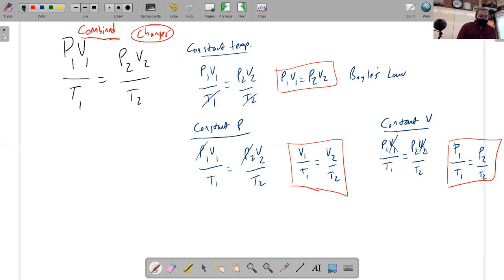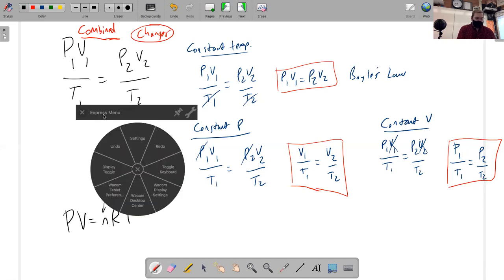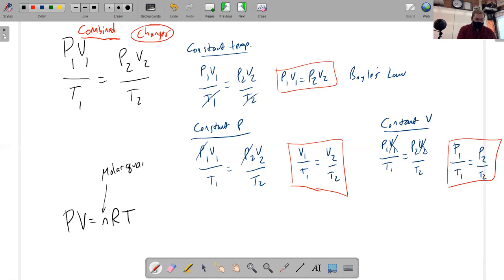Then the only other thing that's important is when there's not a change, but you want to relate quantities of gas, in a molar quantity. This molar quantity is going to be important as we do more stoichiometry. So basically, we're going to keep on relating quantities and chemical reactions, but now we can do it with gases.